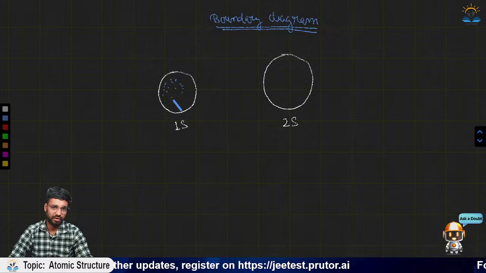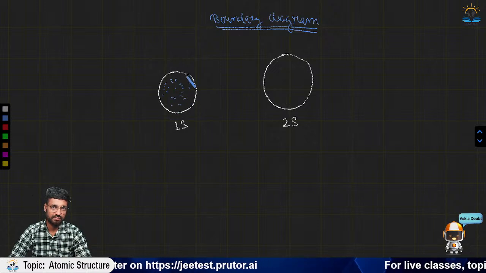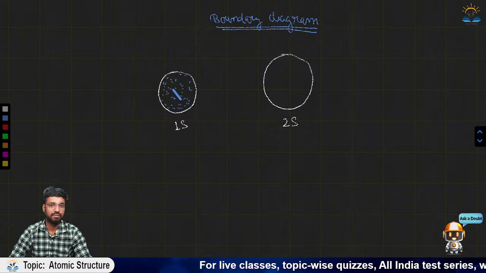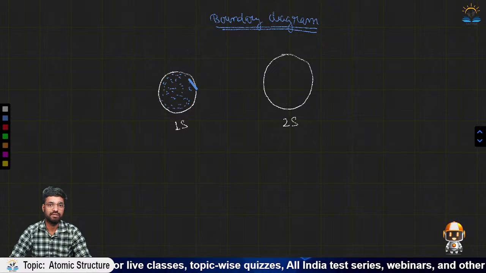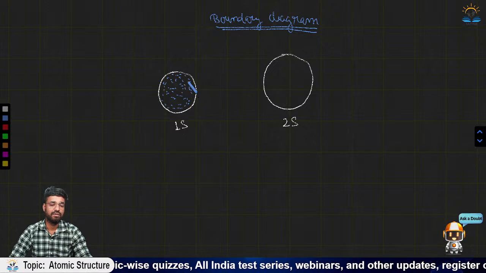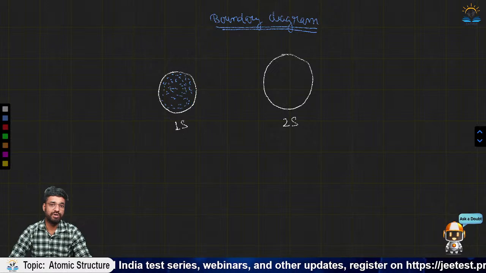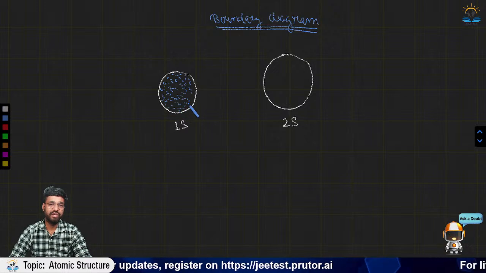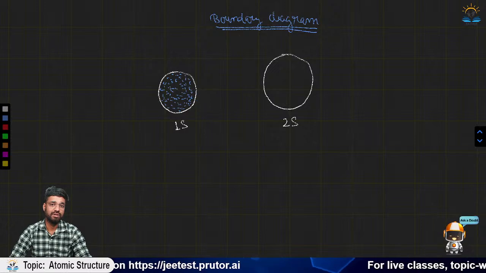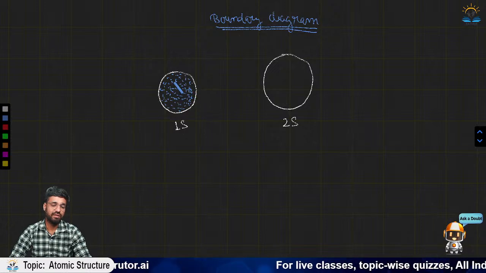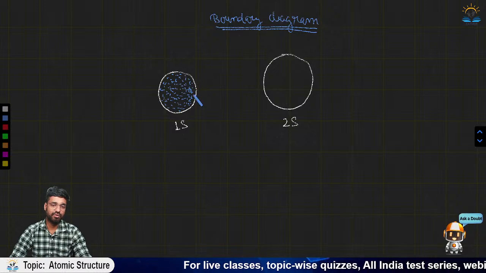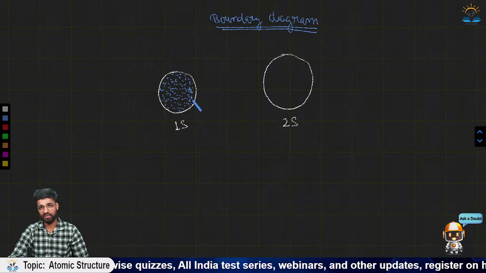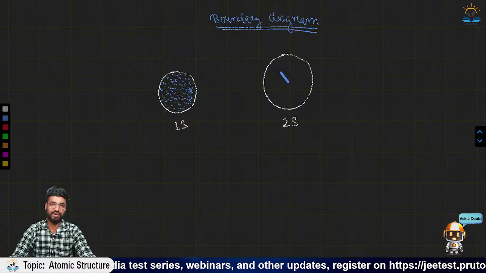So if we draw these dots for the 1s orbital, this is the boundary surface diagram I am drawing. The dots are uniformly distributed all over this sphere. So what does this mean? This means that the probability of finding the electron on the 1s surface is, first of all, there is no node, so the electron can be found all over the surface of the 1s case.